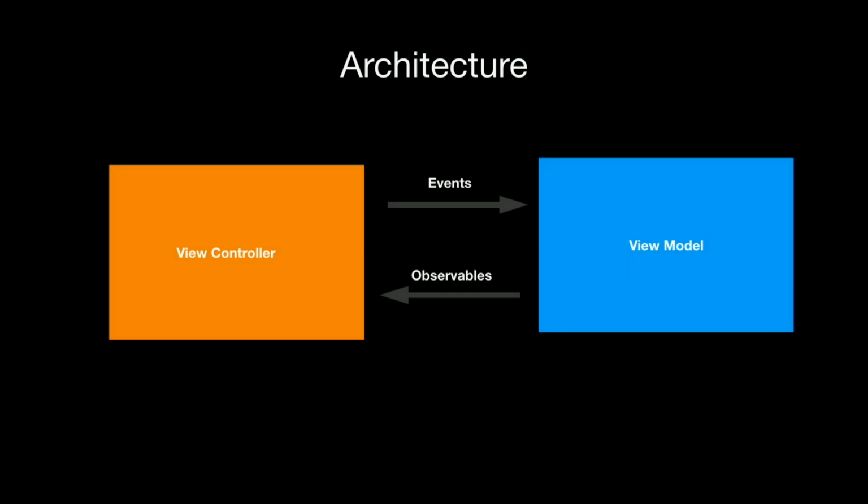So what is the architecture that we're going to use in order to implement our sign-in app? So it's basically the MVVM pattern. So we have the view controller, which has all the UI elements, and we have the view model. And the view controller feeds the view model with the events, and the view model, after doing some stuff, constructs the outputs, which it exposes as observables to the view controller, to which the view controller subscribes in order to update the UI accordingly.